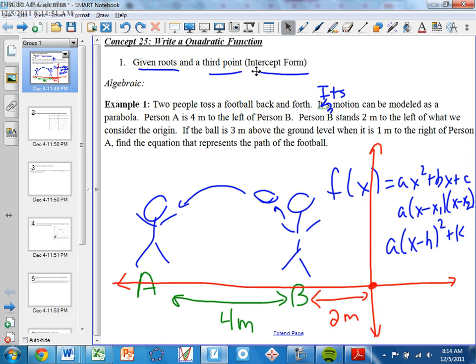Trayvon, is it a hand or are you just figuring it out? John, you want to come up and show? Where is that location? The ball? Give me a point, yes, for that last part. 1 meter to the right of person A. Right about here. Very good.